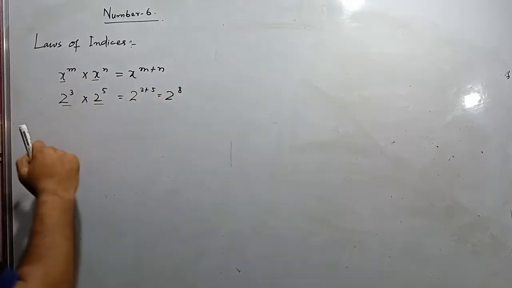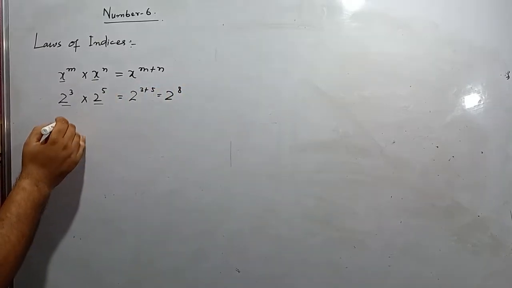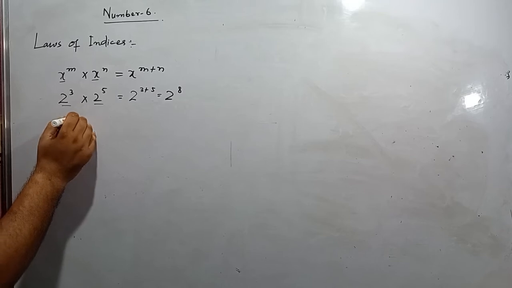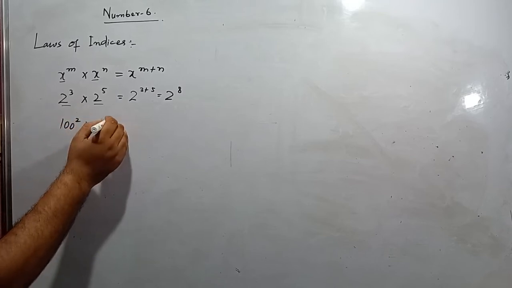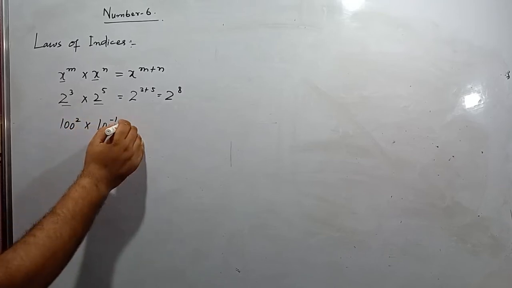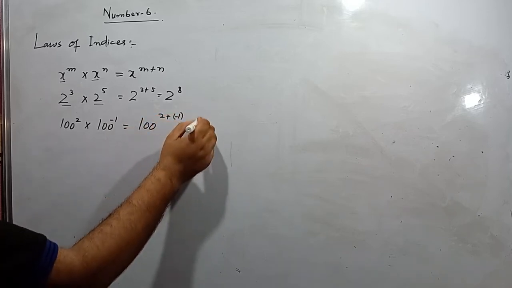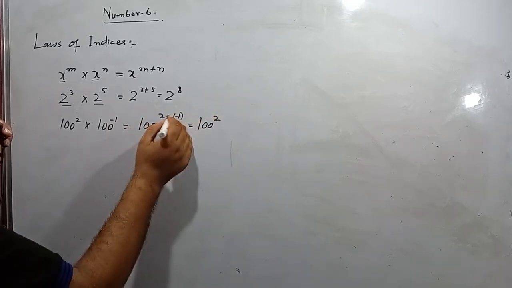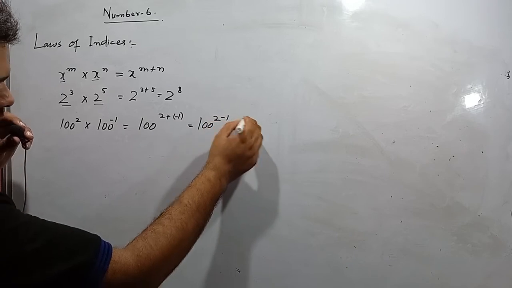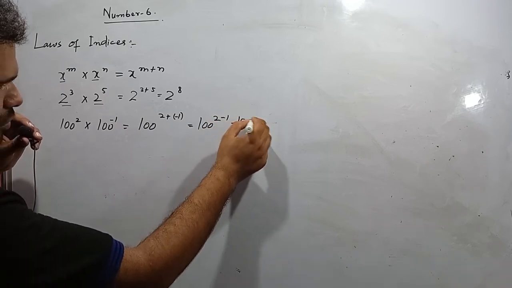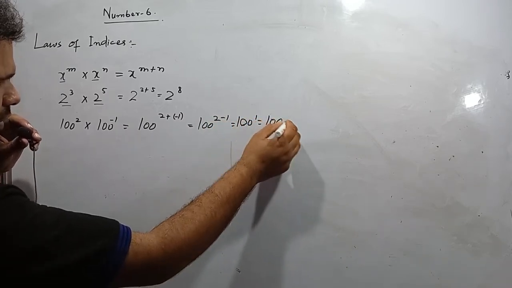And similarly, if we have 100 to the power of 2 into 100 to the power of minus 1, then we can write 100 to the power of 2 plus minus 1. That's 100 to the power of 2 plus into minus is minus 1. That's 100 to the power 1, which is equal to 100.